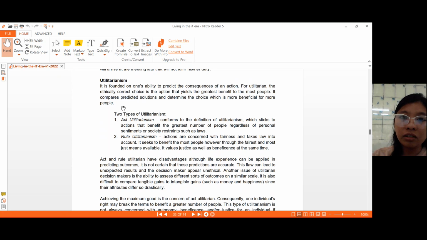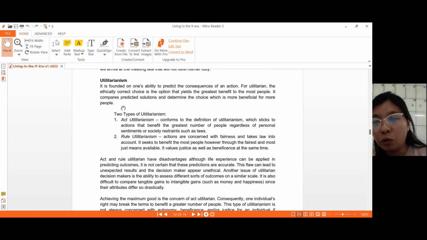Sabi niya, yielding the greatest benefit to the most people, most number of people. Okay, so there are 2 types. Number 1, act utilitarianism, and then second one is rule utilitarianism. So for act utilitarianism, it conforms to the definition of utilitarianism, which sticks to actions that benefit the greatest number of people, regardless of personal sentiments or society restraints, such as laws. Okay, yun yung act utilitarianism natin. Nagko-confirm siya sa kung ano ang ibig sabihin ng utilitarianism, which sticks to actions that benefit the greatest number of people, regardless of personal sentiments or society restraints such as laws.